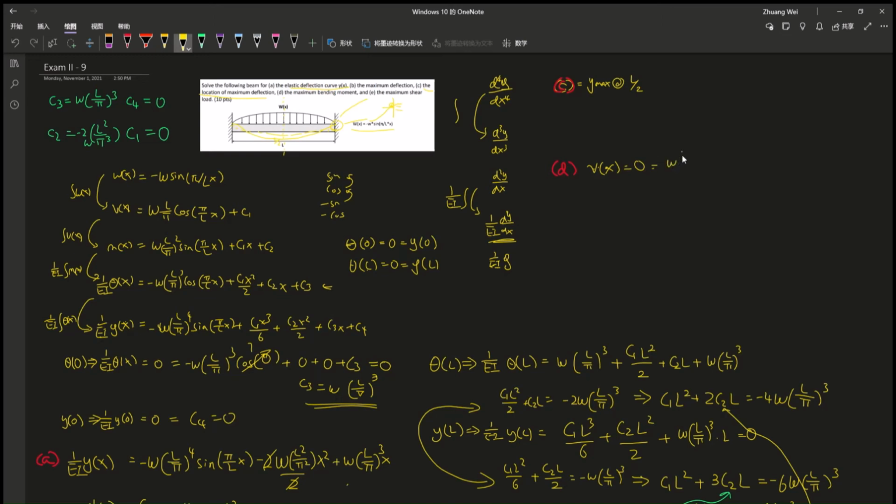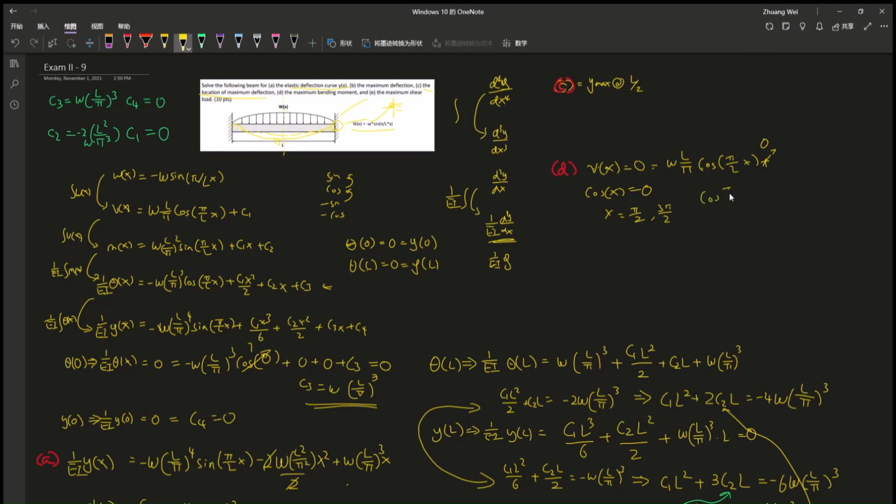So this is going to be W L over pi cosine of pi over L times x plus C1. C1 is 0, so cancel that. Okay, so either this is 0, which is not possible, right? Or you set this equal to 0. So how do you get cosine equal to 0? You get x is either going to equal pi over 2, or 3 pi over 2, right?